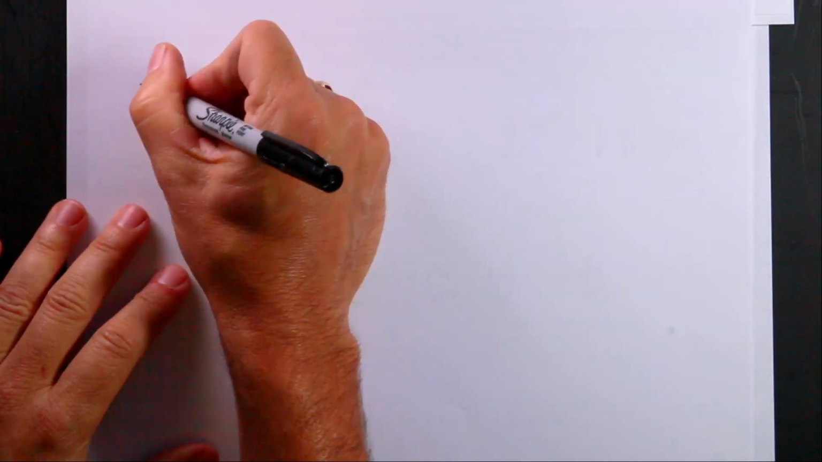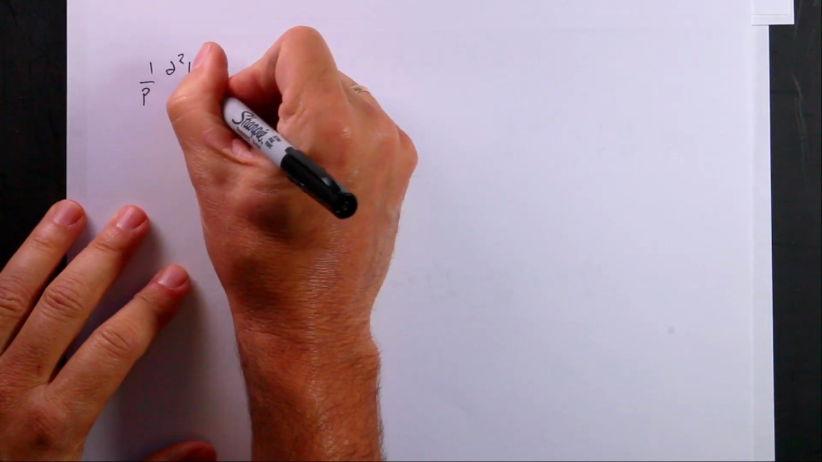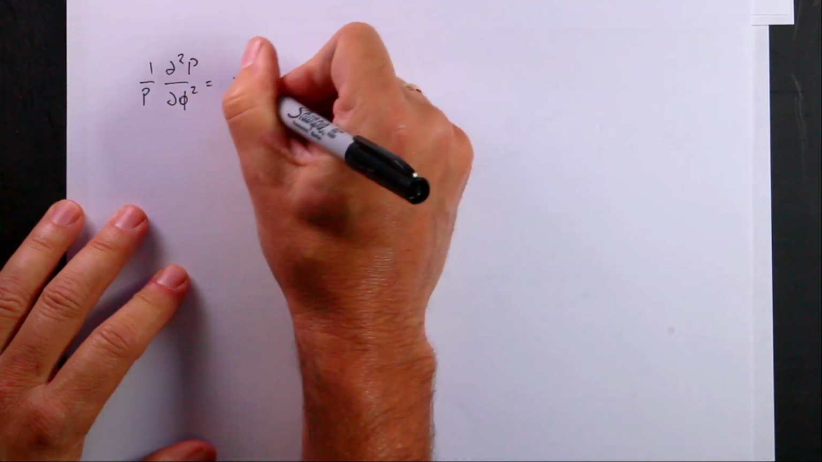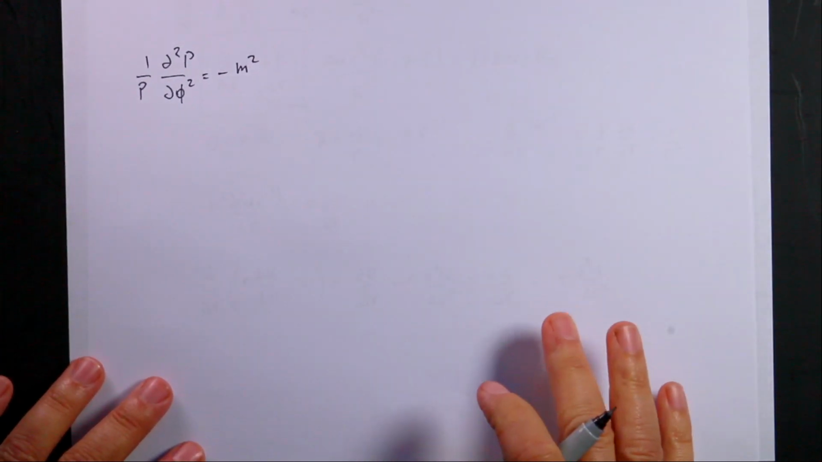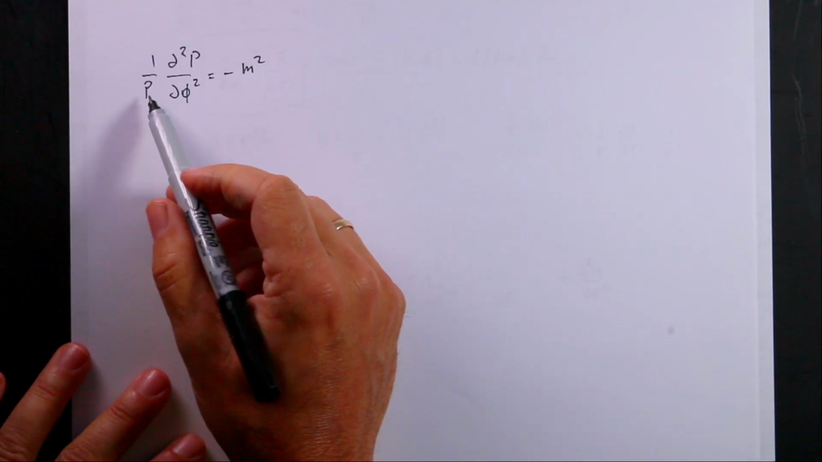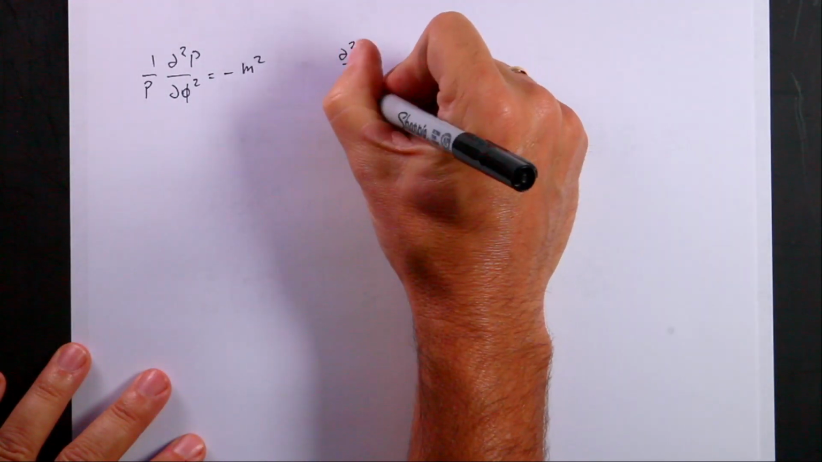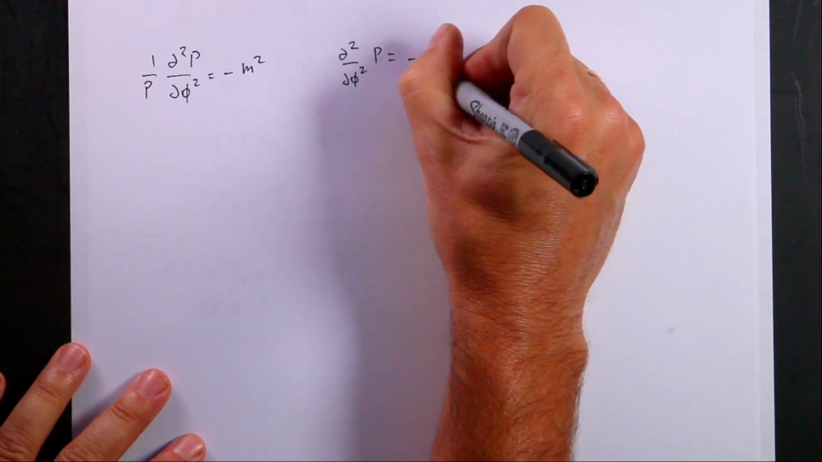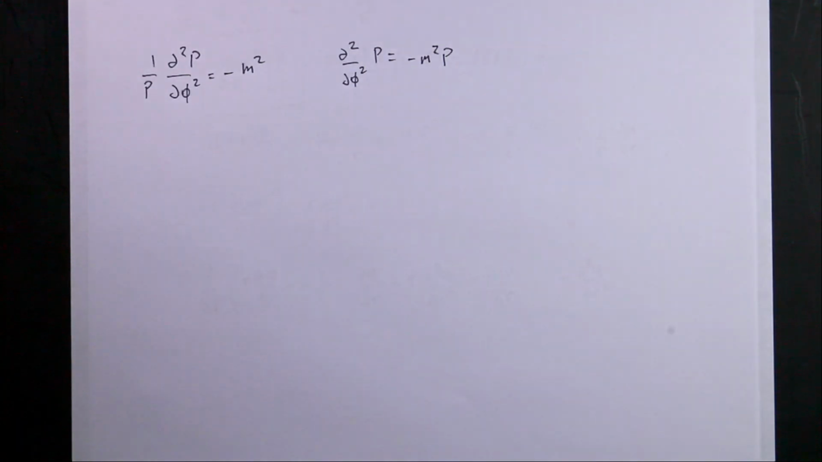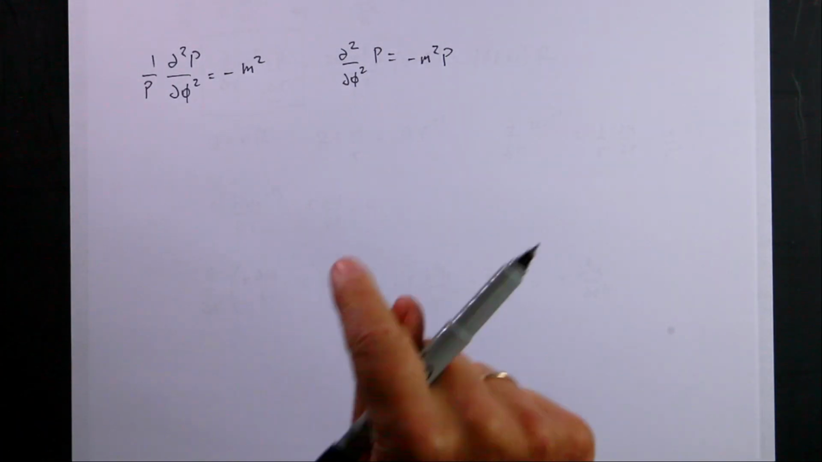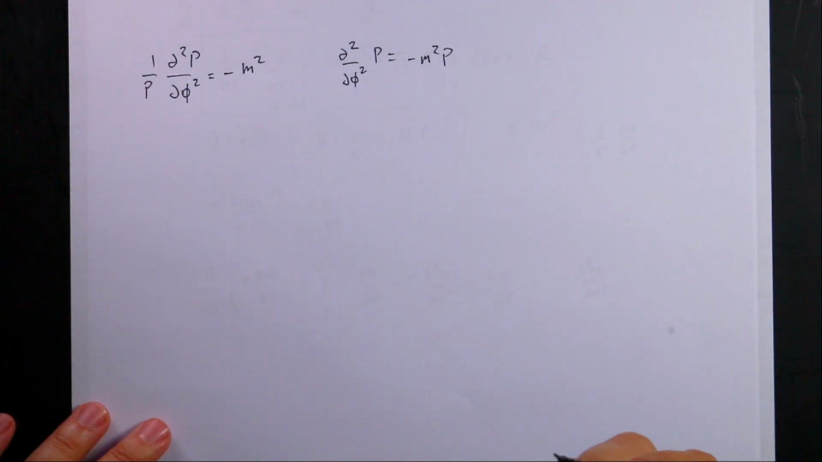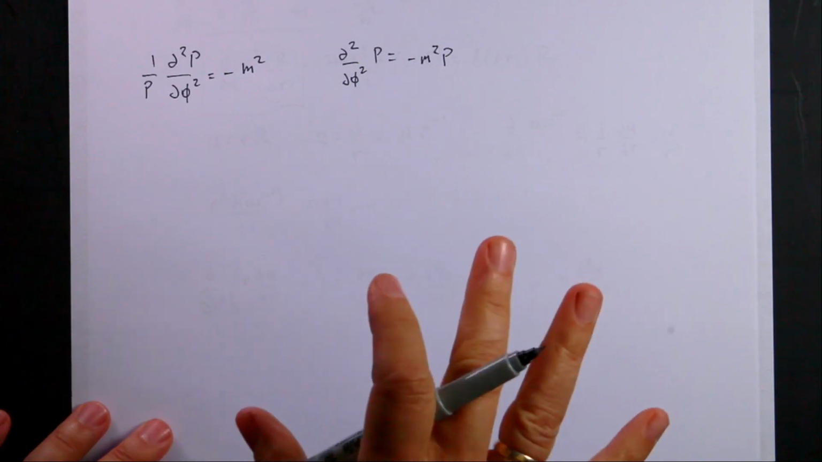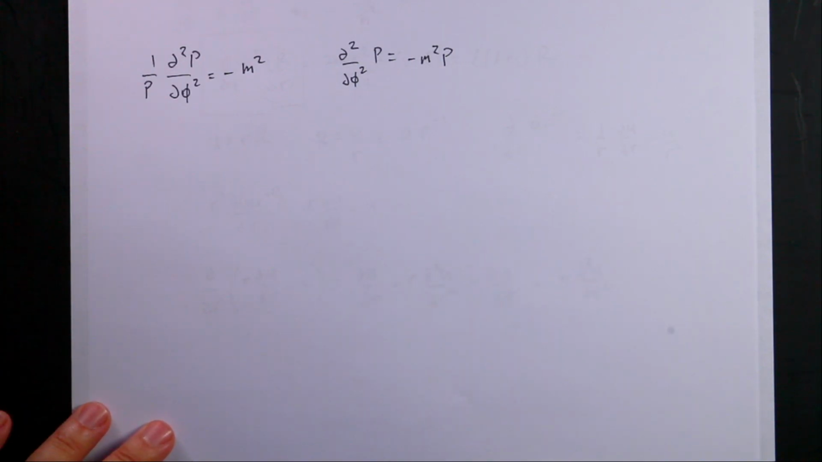Okay, so here is my equation. I have 1 over p, second partial of p with respect to phi is equal to negative m squared. I actually can solve this differential equation. So let's multiply both sides by p, and I get the second partial with respect to phi of p is negative m squared p. So the question is, what function do I take the derivative of twice and get the same thing back with this negative m squared? And the answer is an exponential. Okay, you could write this in terms of sines and cosines, but it's going to work out much better if you write it in terms of an exponential.